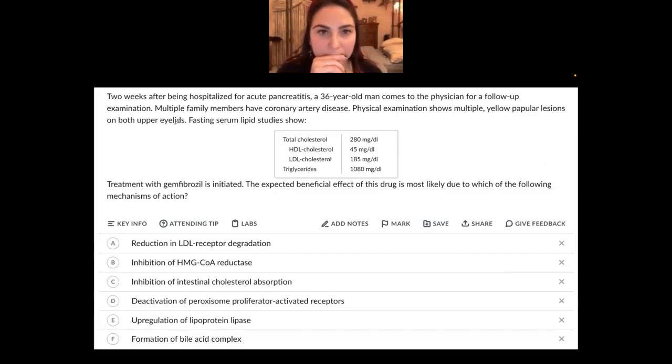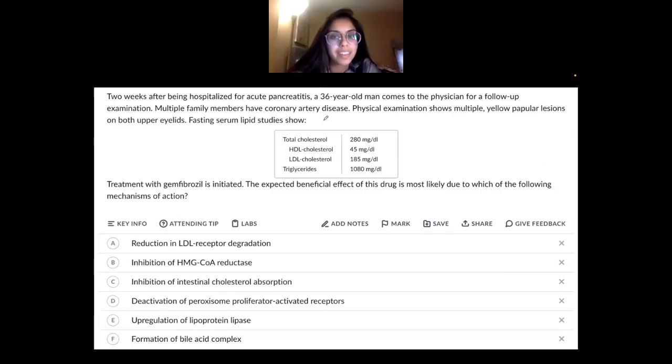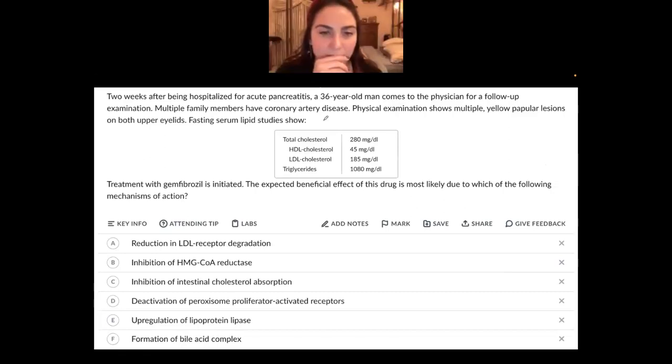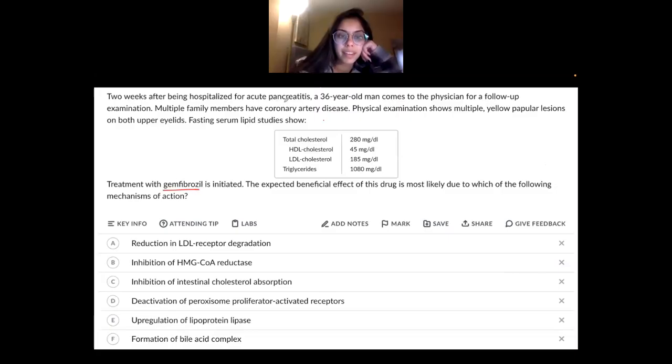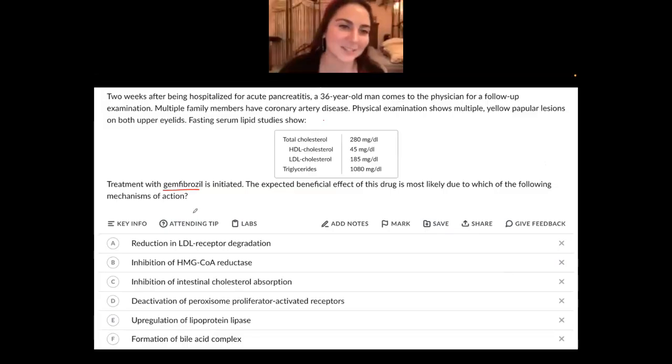Two weeks after being hospitalized. So pancreatitis was a keyword for one of them, I remember, right? Yeah. So they're asking about the mechanism of fibrosis. This one they actually told you, which was nice. And so I was like, oh yeah, pancreatitis, but it doesn't really matter. So cross out B. Okay, good.